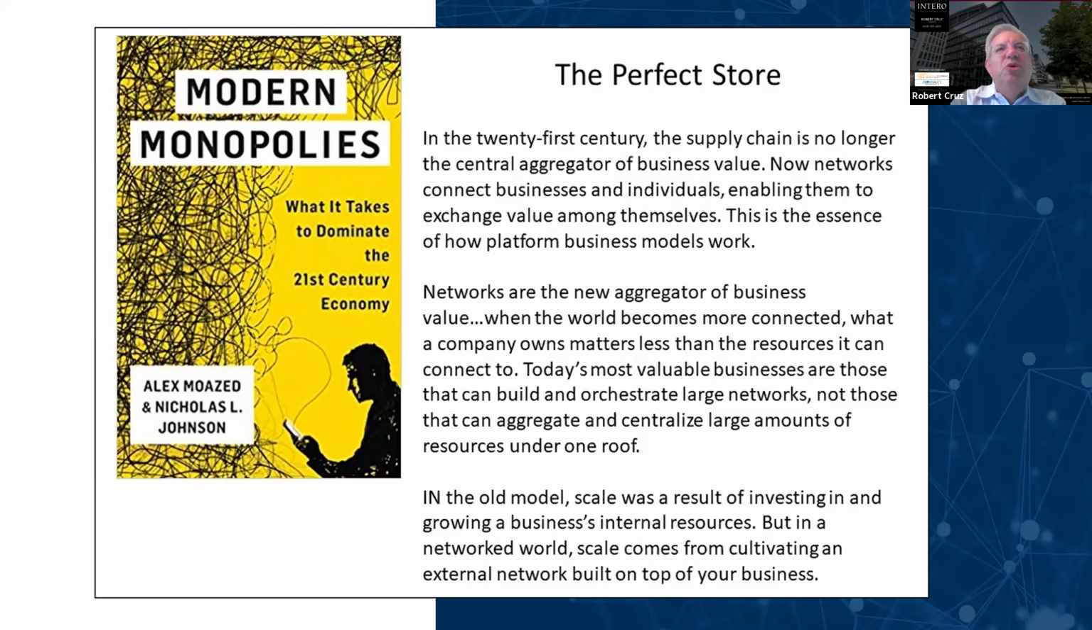So there's a section in this book, and it's called The Perfect Store. And it says, in the 21st century, the supply chain is no longer the central aggregator of business value. Now networks connect businesses and individuals, enabling them to exchange value among themselves. This is the essence of how platform business models work. Networks are the new aggregator of business value. When the world becomes more connected, what a company owns matters less than the resources it can connect to. Today's most valuable businesses are those that can build and orchestrate large networks, not those that can aggregate and centralize large amounts of resources under one roof. In the old model, scale was a result of investing in and growing a business's internal resources.